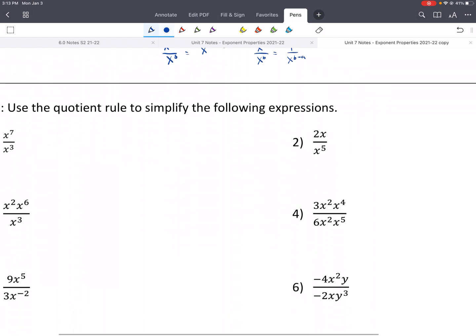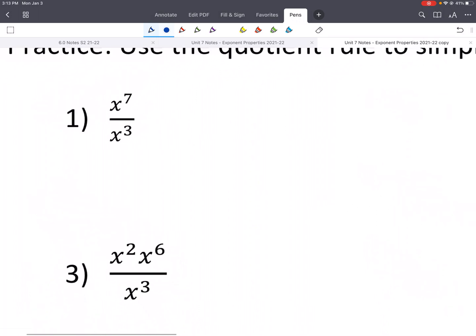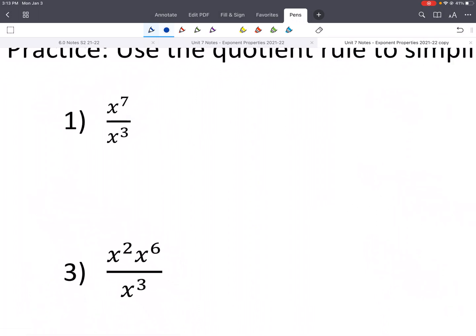Okay, so here are just some more examples. If you want, pause and give it a try. I think that would be a good idea. So again, when we're dividing, we subtract their exponents. I would recommend subtracting from the larger number, so 7 minus 3. And that is just x to the 0, which is 1. So it's just basically gone. And we end up getting x to the 4.